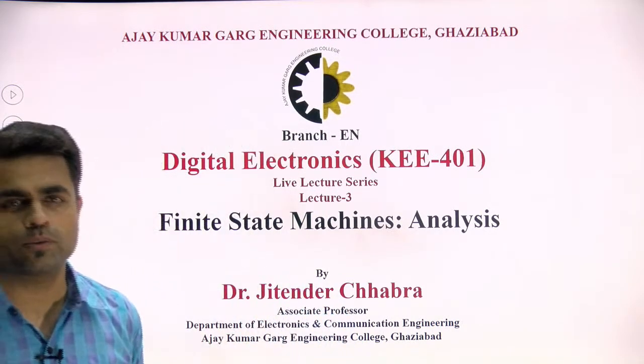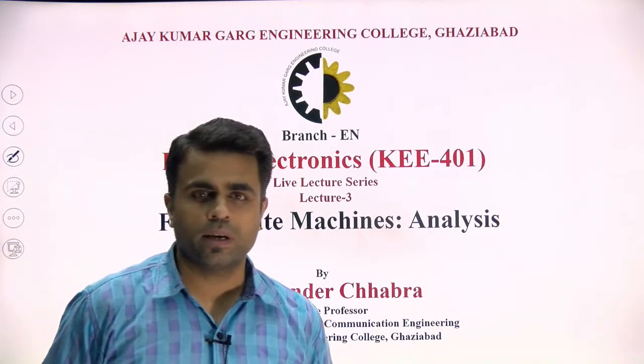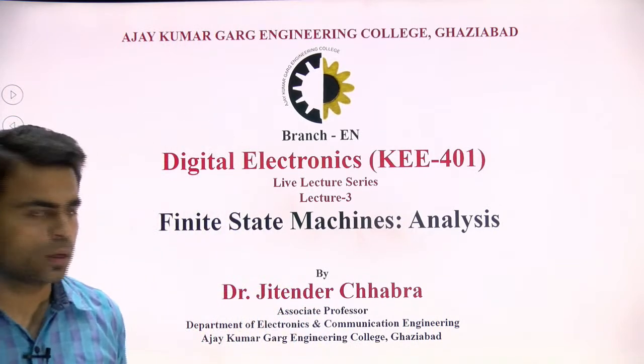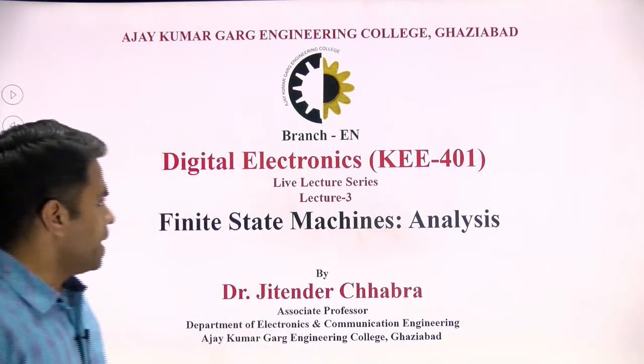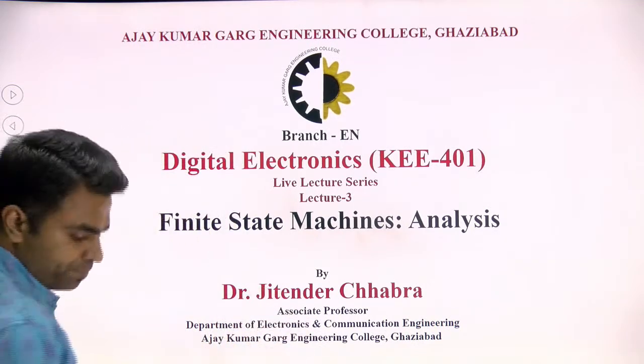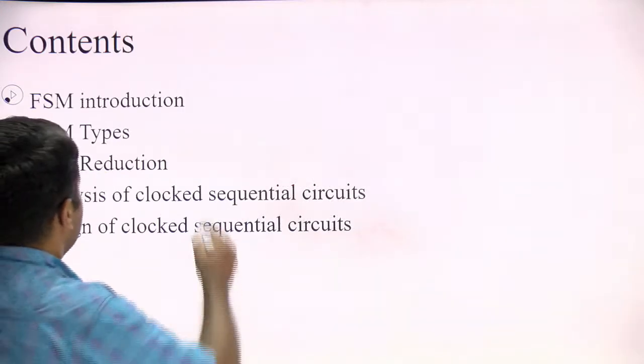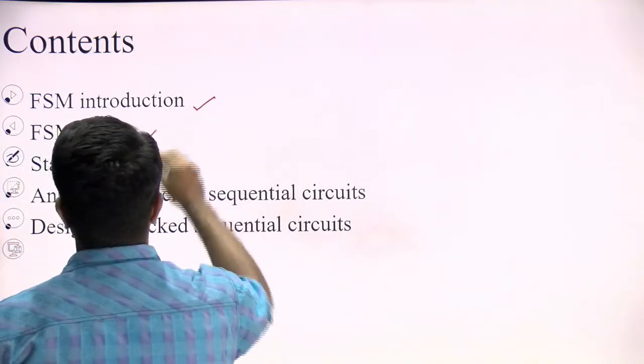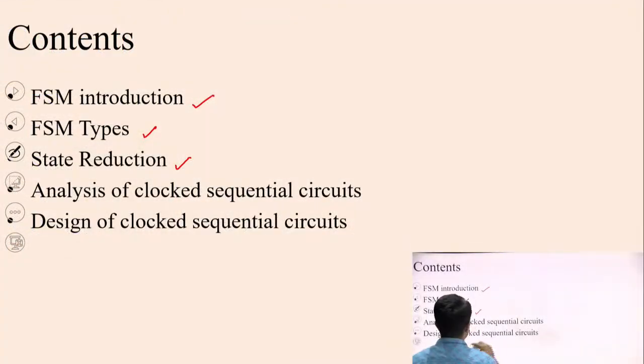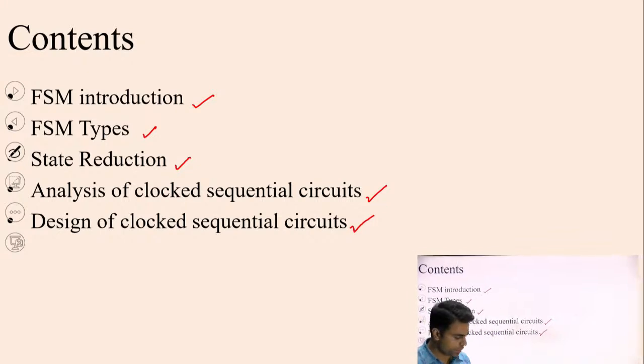So, students, this is our first topic of unit 4, finite state machine, and the analysis part we will be covering today. Before going to that, we have to first understand the basics: FSM introduction, then types of FSM, state reduction, analysis of clocked sequential circuit, and design of clocked sequential circuit. The design is the topic which we will be covering in the next lecture. So, the first 4-5 topics we will be covering in today's lecture.